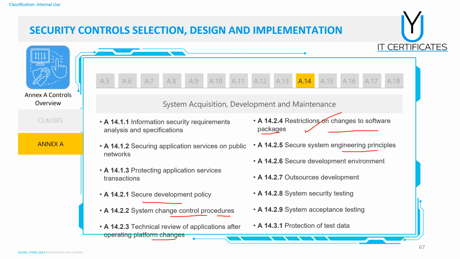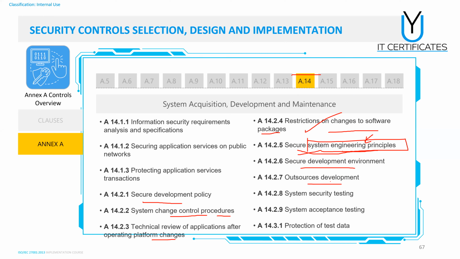Secure system engineering principles. You must have some principles which will be considered as a Bible for the users or the developer. For example, don't use expired programming language. You have to protect data, you have to use encryption, you have to use logging. These are the main principles which should be in your mind and their mind when we are developing any new application or acquiring a new system. Secure development environment. I think we covered this in the previous slide.